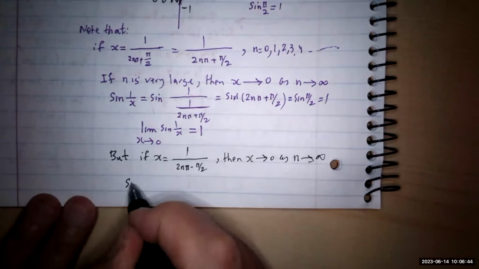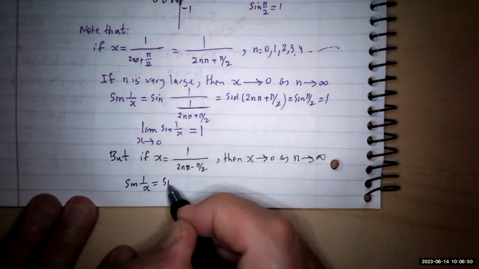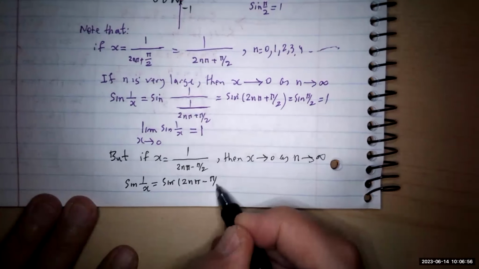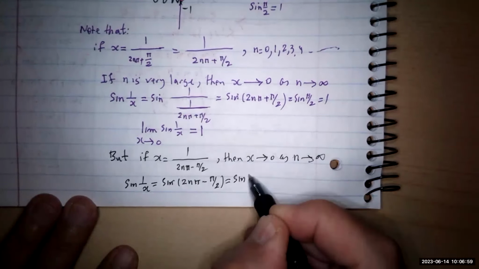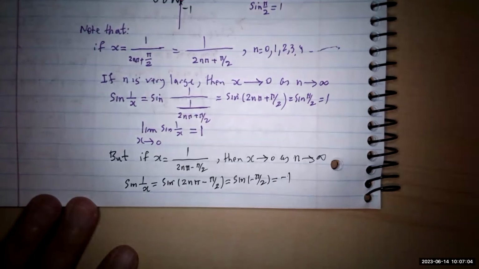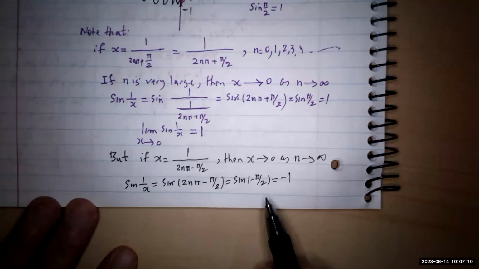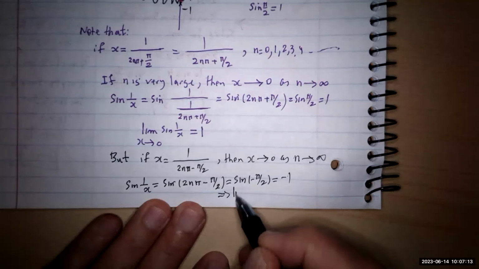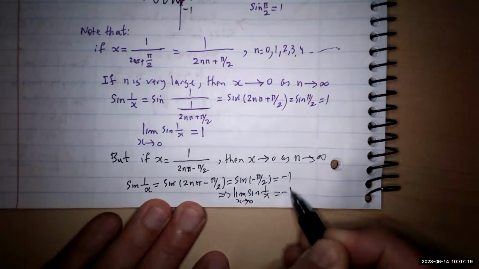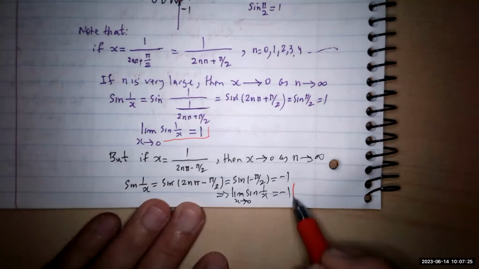And now the sine of 1/x, the same thing that we did over there, gives you the sine of 2nπ − π/2. Sine is a periodic function, so that gives you the sine of negative π/2, which is negative 1. So I got lots of numbers where x goes to 0 and the sine is negative 1. So the conclusion is that the limit of the sine of 1/x when x goes to 0 must be equal to negative 1. So for many numbers I get 1, for many numbers I get negative 1.